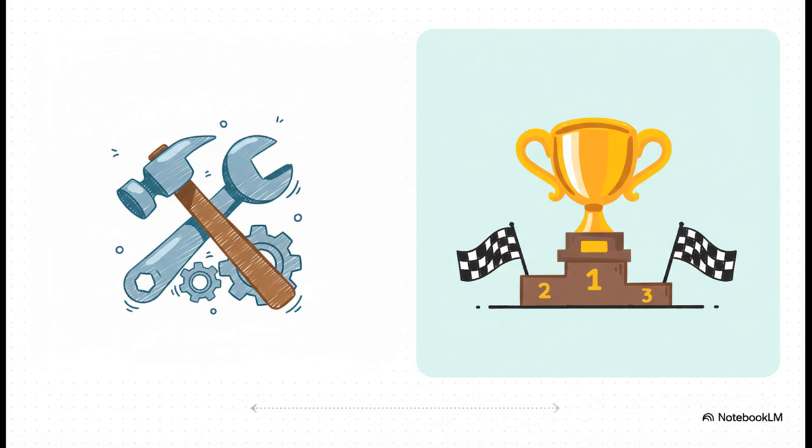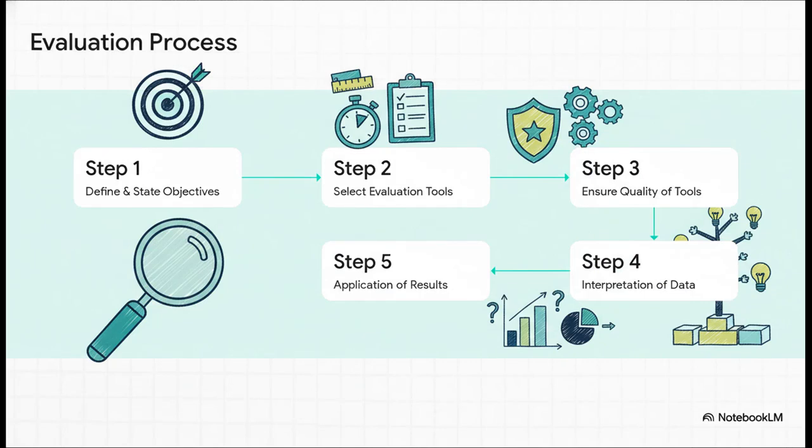Summative evaluation, on the other hand, that's the final exam. It happens at the very end of a course to sum up everything that's been learned and certify a certain level of achievement. So one is for improving, the other is for judging. A proper evaluation isn't just random. It's a very careful, deliberate process. You start by defining clear goals, you pick the right tools, you make sure those tools are actually good, and then you have to carefully interpret all the data to apply the results. It's a really thoughtful, systematic approach.